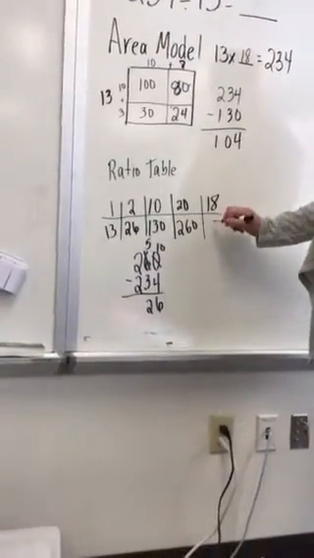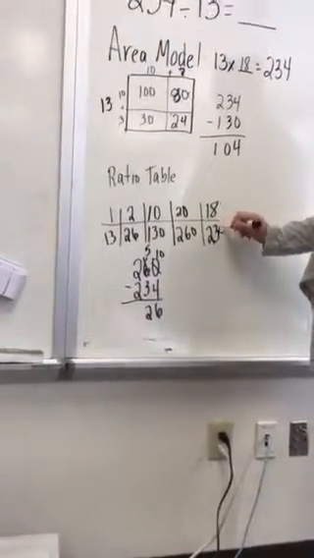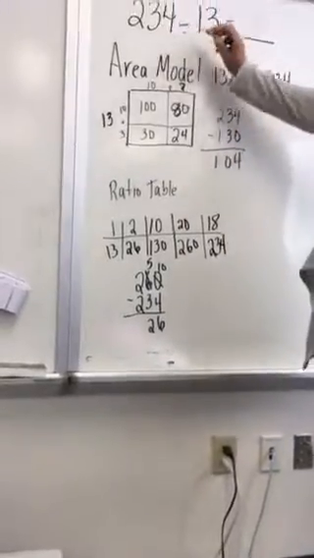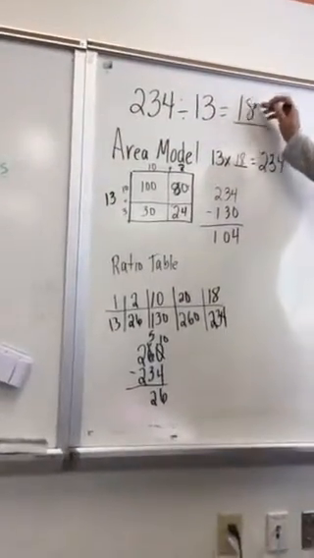18 groups of 13 equals 234. So 234 divided by 13 equals 18.